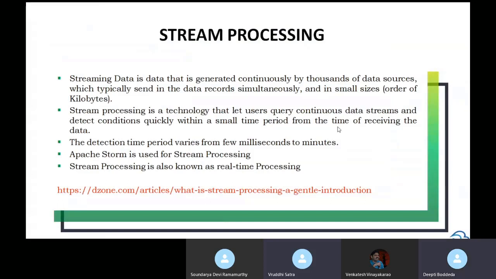First of all, what is stream processing? Stream processing is a technology that uses the streaming data to detect conditions quickly in a small period of time. The data that is generated continuously by thousands of data sources in small sizes is called the streaming data. Here the detection time is very small. It is a few milliseconds to minutes. Apache Storm is used for stream processing, and stream processing is also known as real-time processing.